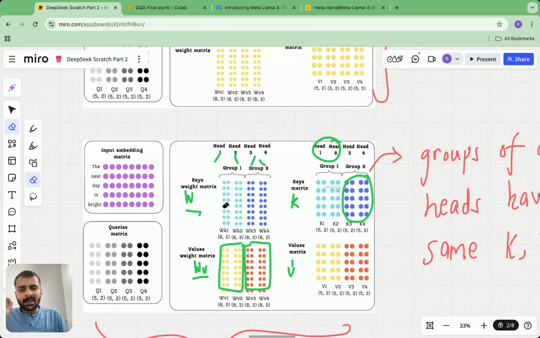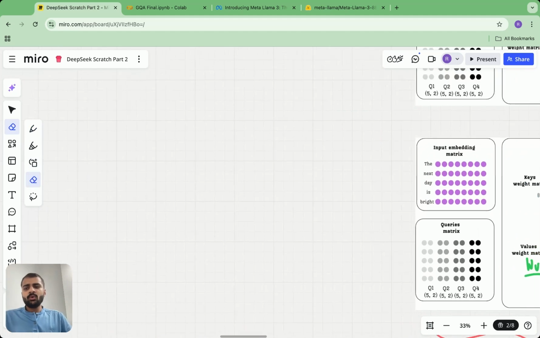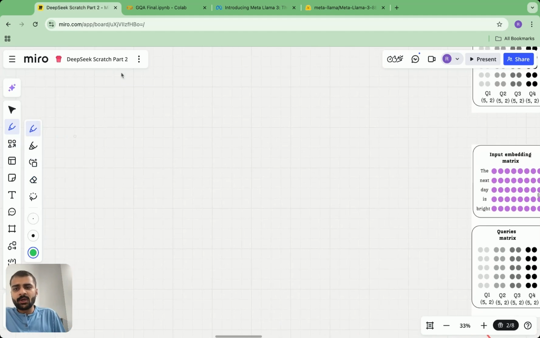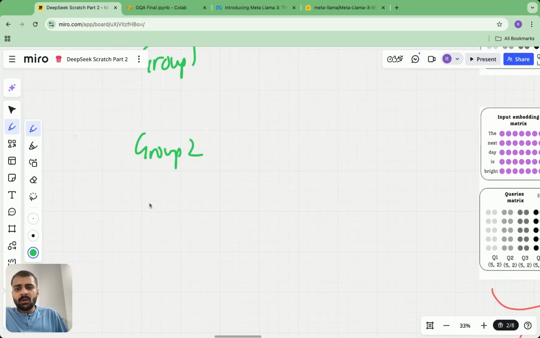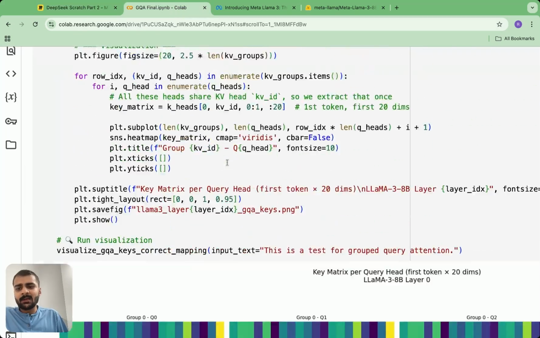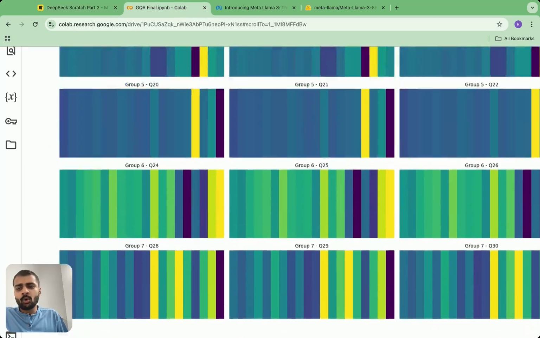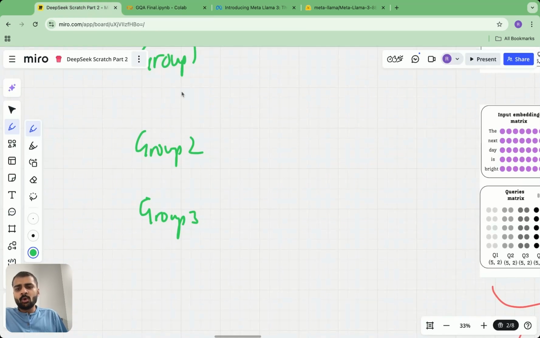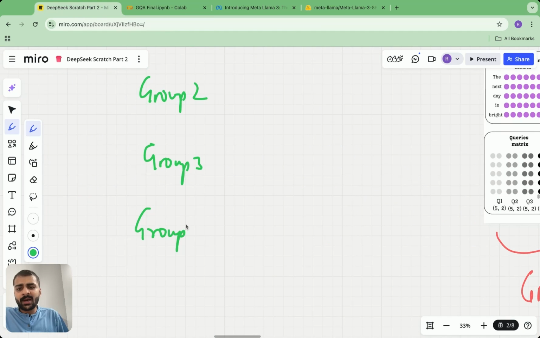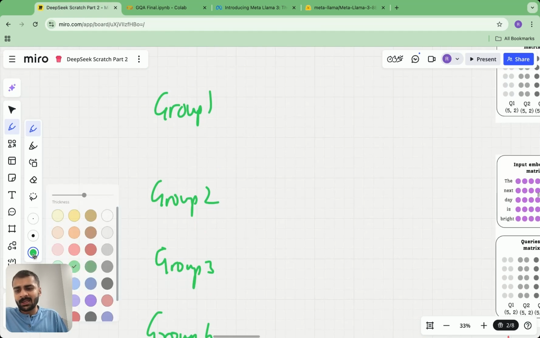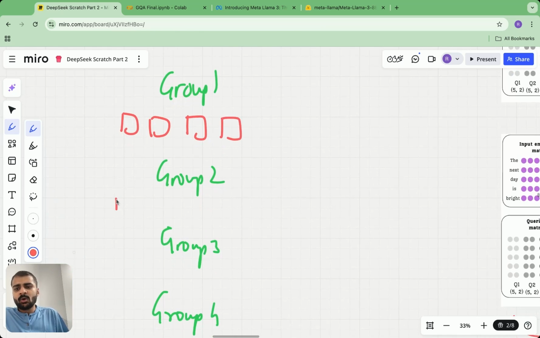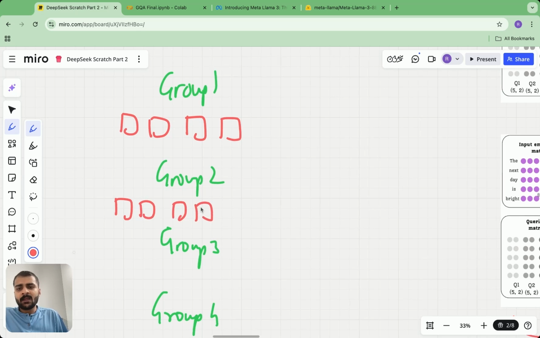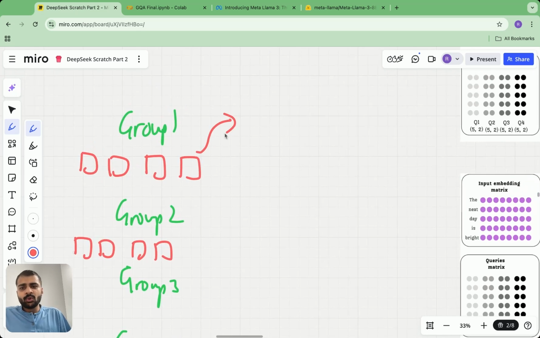What I wanted to do was create some sort of a visual like this. I wanted to look at group number one, group number two, group number three, etc. I had read somewhere that this model actually has 8 groups, and each group has 4 heads. So there are 32 total attention heads, and each group has 4 heads. Group 1 has 4 attention heads, group 2 has 4 attention heads, etc. What I wanted to do was visualize this.